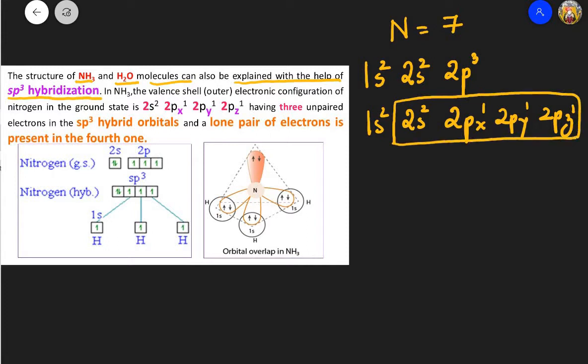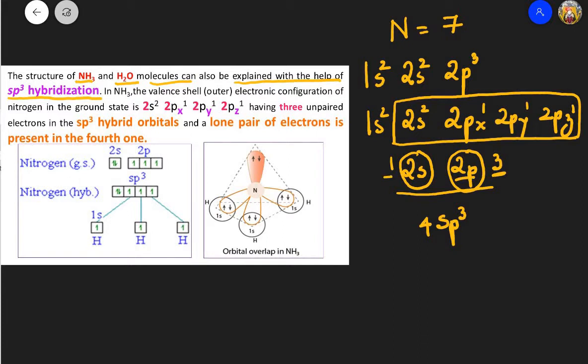Okay, so there are nearly 4 orbitals. One is the 2s orbital and the remaining are 2p orbitals. But 2p orbitals, how many are there? 3 are there. And 2s orbital, how many is there? 1 is there, right? So these 2s and 2p will be undergoing hybridization. Okay, so we will get which type of hybrid orbitals? sp3. How many will be there? Totally 4 will be there. Why? Because I have already told you 3 2p orbitals and 1 2s orbital will be undergoing hybridization, right?